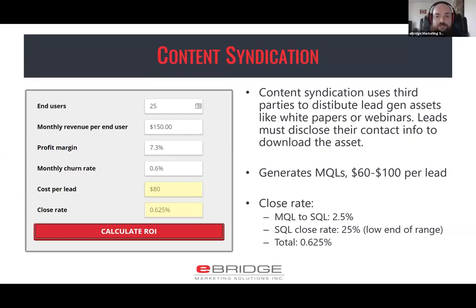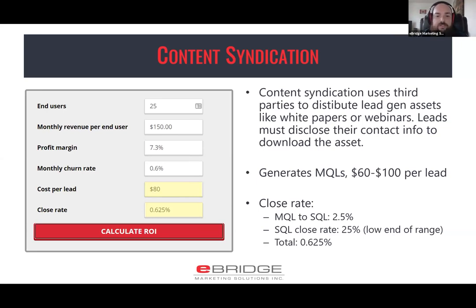So the leads that are being generated here are MQLs, and generally speaking, you're going to pay about $60 to $100 per lead from this method, depending on how specific the criteria are that you're using in terms of your qualification. So $60 would be probably standard for mid-sized businesses, but if you're going after enterprise or something a little bit more niche, it's probably going to be closer to $100.